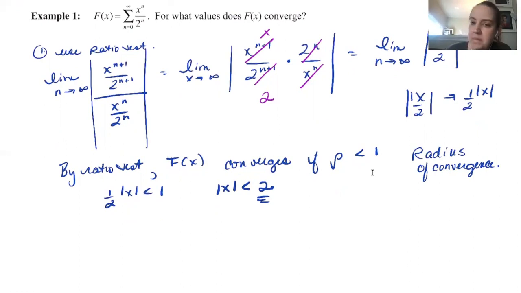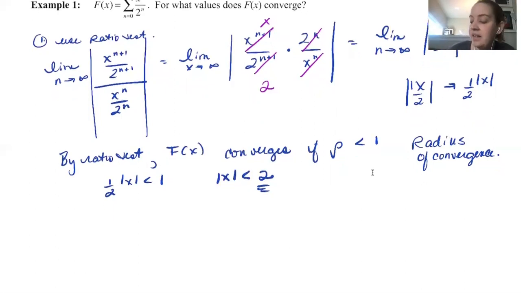Converges. All right, we're good. So if it converges when that radius is less than 2, it will diverge when that radius is greater than 2. But the question is what happens at 2, at the endpoints. We'll get to that in a second.